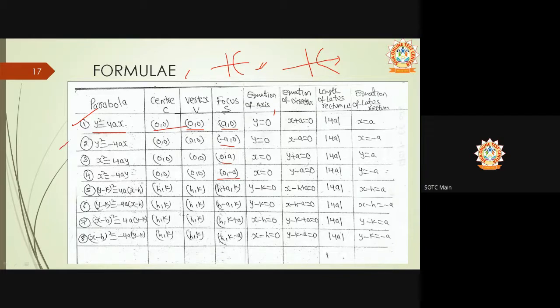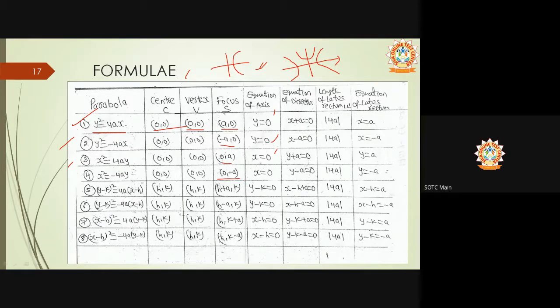In case of y square is equal to minus 4ax, it looks like this. In this case also it is on the x axis, means y is equal to 0. Next, in the case of x square is equal to 4ay, it is in the y axis. There you can put x is equal to 0, right? So this is your equation of axis, on which axis this parabola exactly lies.